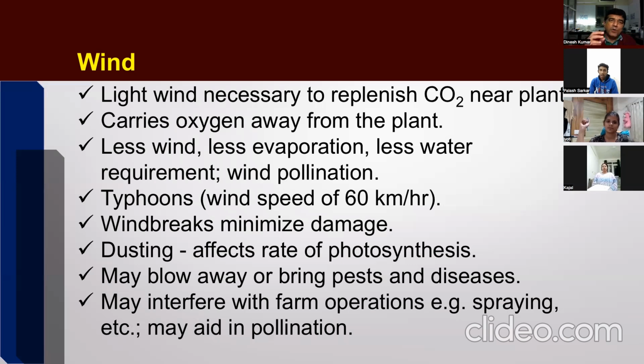If wind is there, the O2 produced by the plant can go to other animals or other lives. It carries oxygen away from the plant. So it has some positive roles, like wind pollination. But if your wind speed is more, or winds are warm, then they can carry your moisture, and evaporation losses will be more.